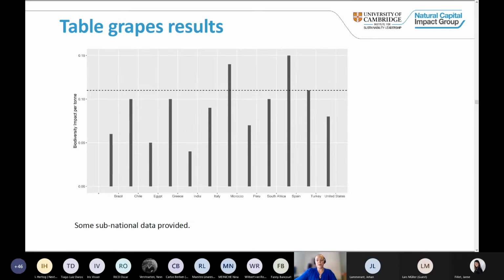And finally, we looked at table grapes. So ASDA has more precise information for this commodity, which allowed us to identify subnational sourcing areas. They source from a number of different countries to ensure that they have a year-round supply. But in general, you can see that the per tonne impacts were highest in Morocco and Spain, and in both these countries, it was above the global average. Next.